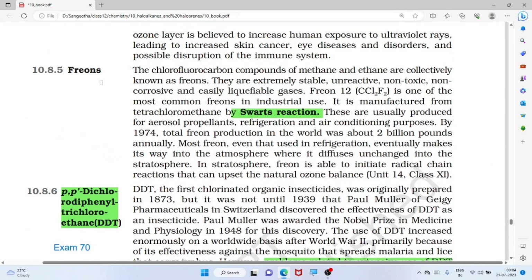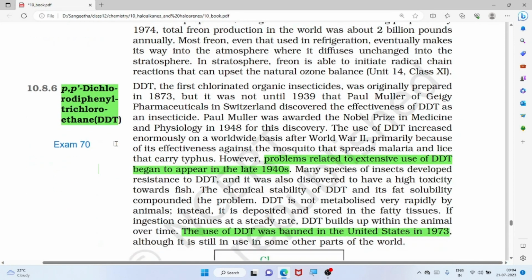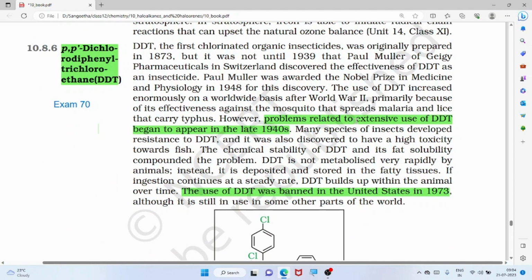Swarts reaction. What is the Swarts reaction? The use of DDT. Problems related to the extensive use of DDT. What are the problems of the use of DDT? DDT is banned in the United States.